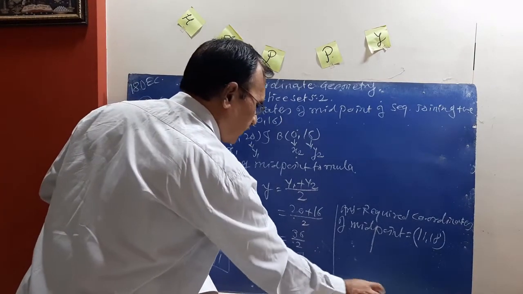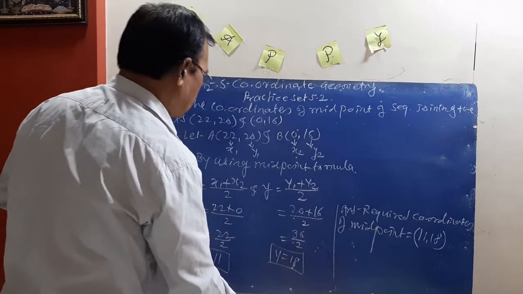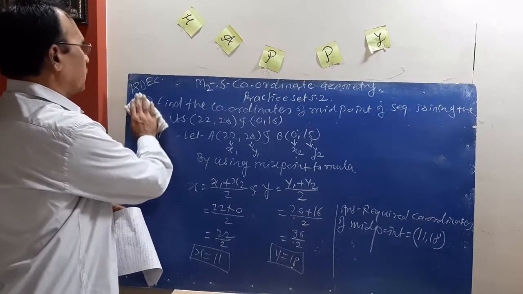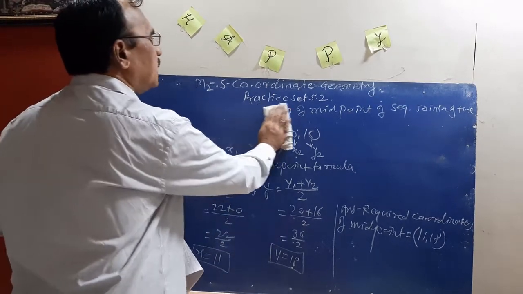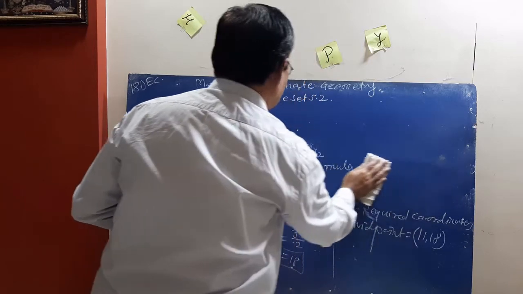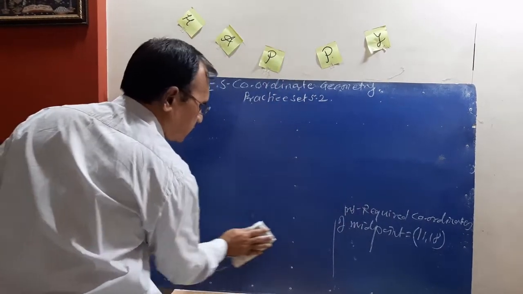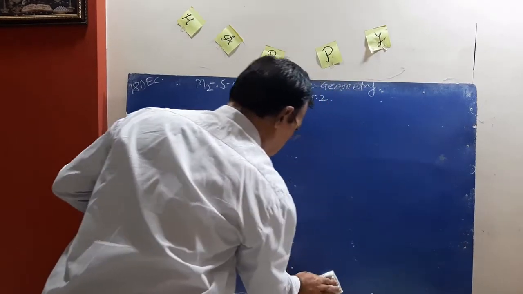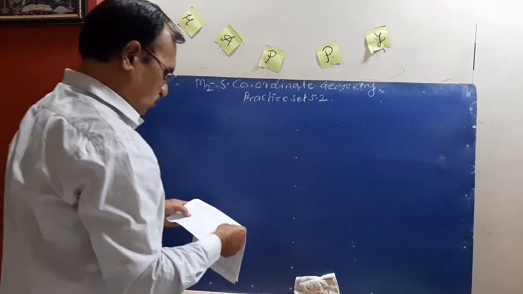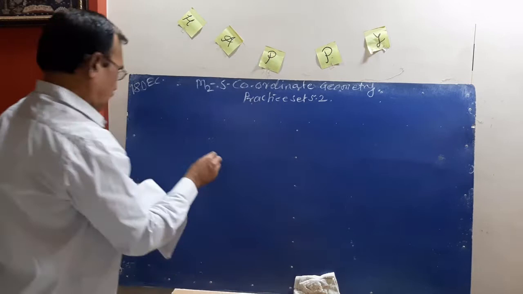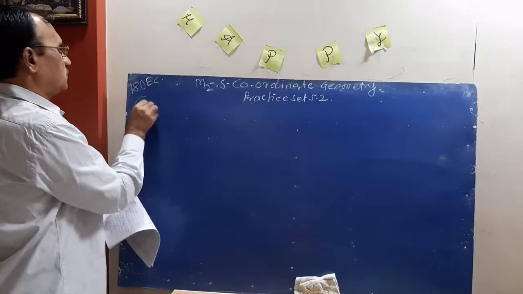Read and write carefully. Again, we are going to see the next example. It is also to be read and written carefully. Find the centroid. This is example 7.